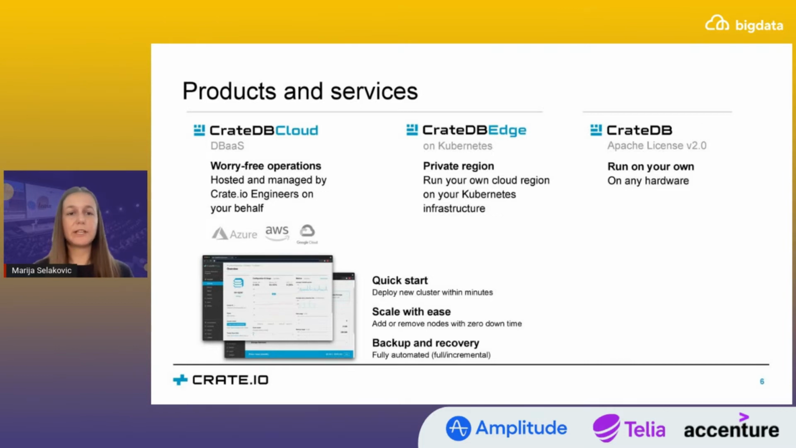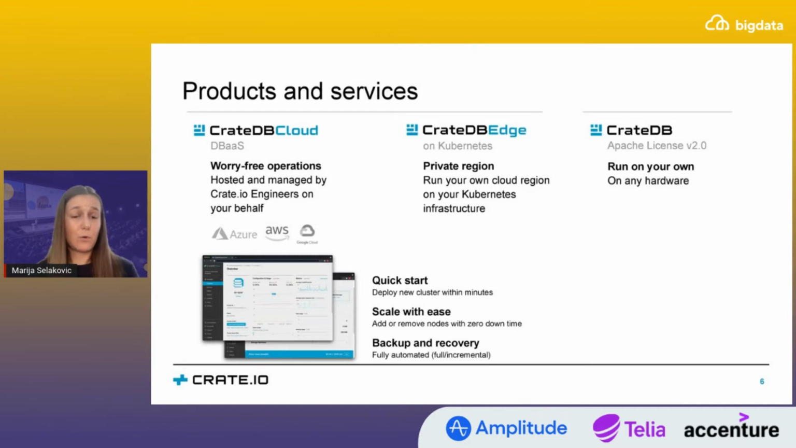As I already mentioned, there are 3 kinds of deployments, or 3 kinds of services that we offer with CrateDB. The first one is CrateDB Cloud, which is available on all major hyperscalers, Google Cloud, AWS, and Azure, and it's hosted and managed by Crate.io engineers. Of course, you get a full set of CrateDB features, but you also get fully automated backup and recovery, easy scalability, and quick start.